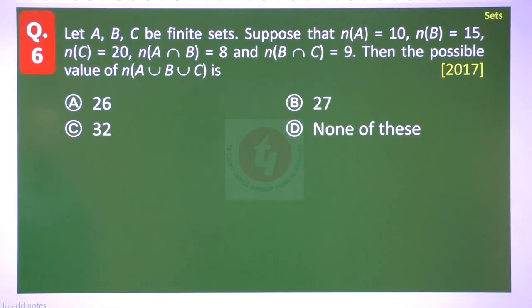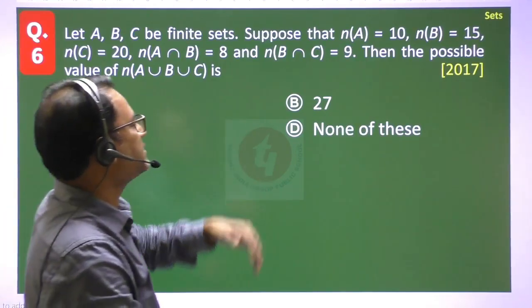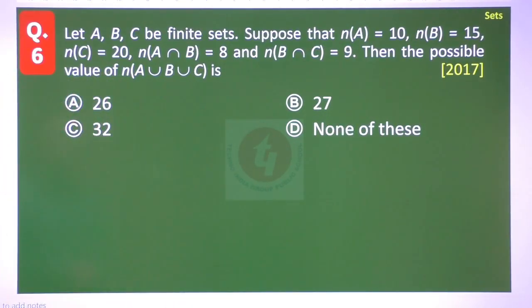Coming to the next one, there are three finite sets. Suppose that n of A, the number of elements in the A set, is 10, the number of elements in the B set is 15, the number of elements in the C set is 20, and n of A intersection B is 8, n of B intersection C is 9. Then what is the possible value of n of A union B union C? This is a good question.